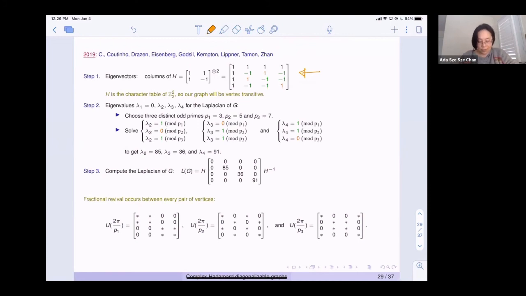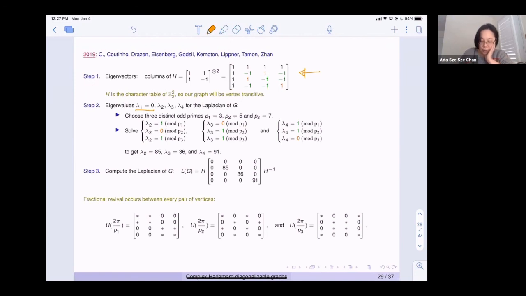So I have my eigenvectors now. Now I need to pick the eigenvalues. We are dealing with the Laplacian matrix, so we know that the eigenvalue that corresponds to the first column is always 0. That is easy. Then for the other 3 columns, we set up 3 systems of equations. We want to deal with modular equations, so we're going to use the Chinese remainder theorem.